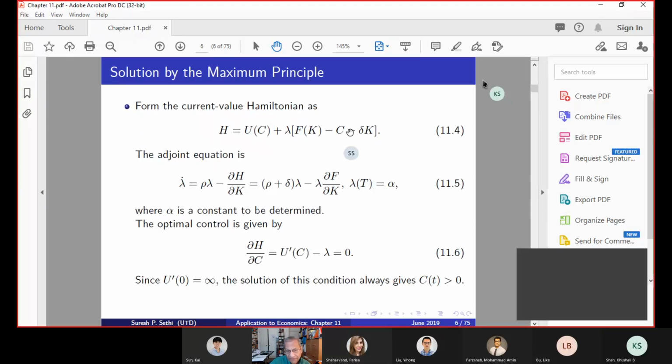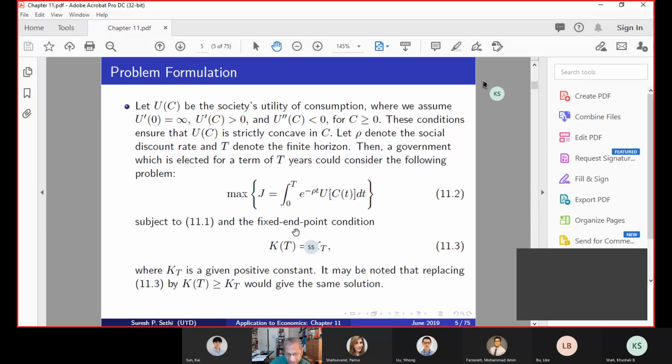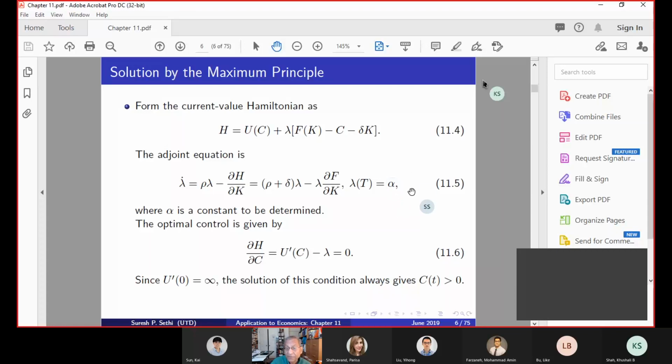The current value Hamiltonian is straightforward. The adjoint equation is straightforward. And this is the condition that we know, but we haven't used it a lot yet. But it says that if I have a fixed endpoint, then lambda T is free for me to choose. Okay, so it's some alpha to be determined, and we need to determine that as part of our optimal solution. Optimal control is given by the first order condition, and this is absolutely true in this case. It's a concave utility function, so we don't need to check the second order condition. And C is bigger than or equal to 0, so don't check the boundary. This is, in fact, the condition.